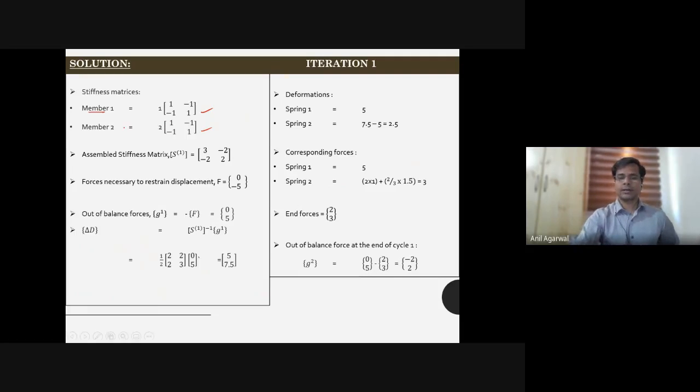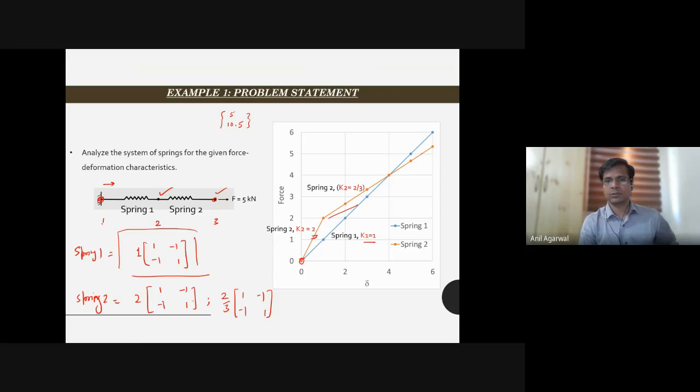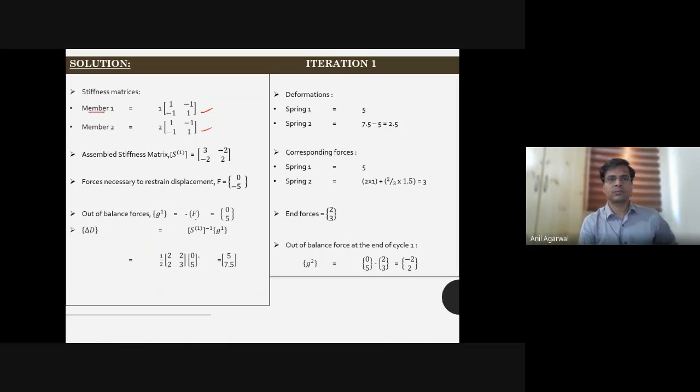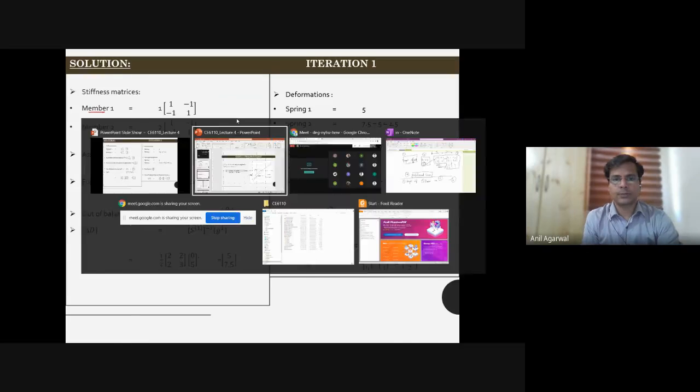Right now we are at this state. We know that both springs have 0 force and 0 deflection. But now we have got an unbalanced force of 5 kilonewton. What is the unbalanced force? We'll see in a minute. First we will assemble the stiffness matrix because we are following the stiffness method. So we are merging the stiffness method with the Newton-Raphson method. How do we do that?